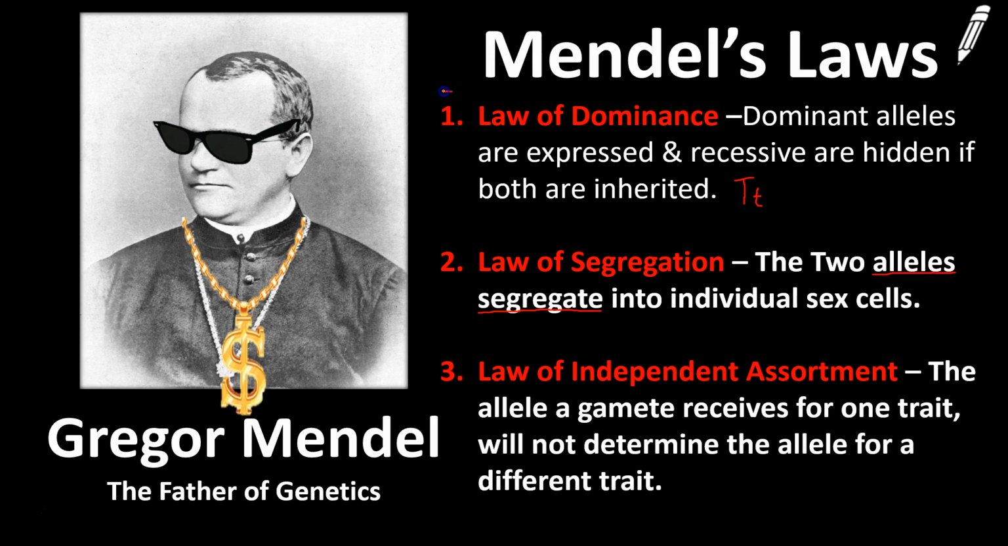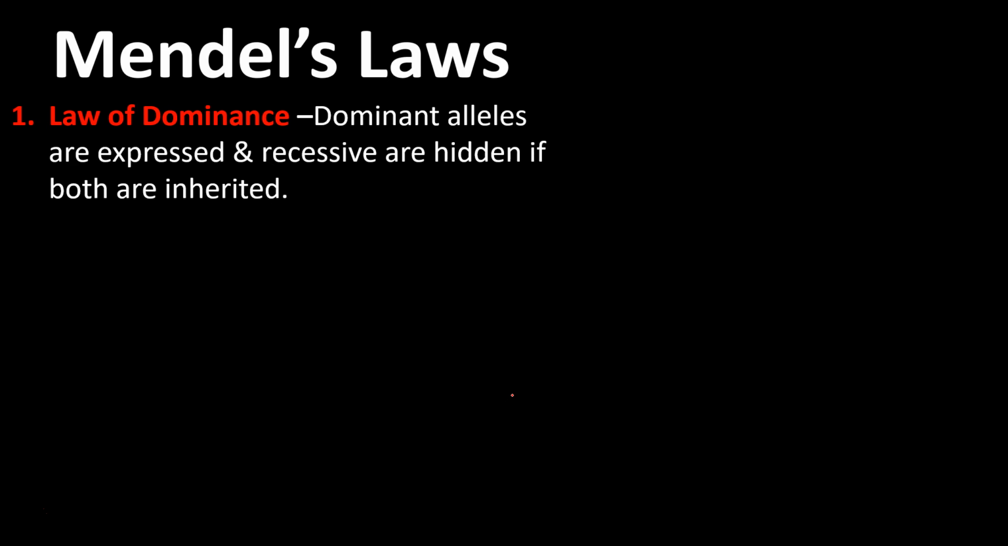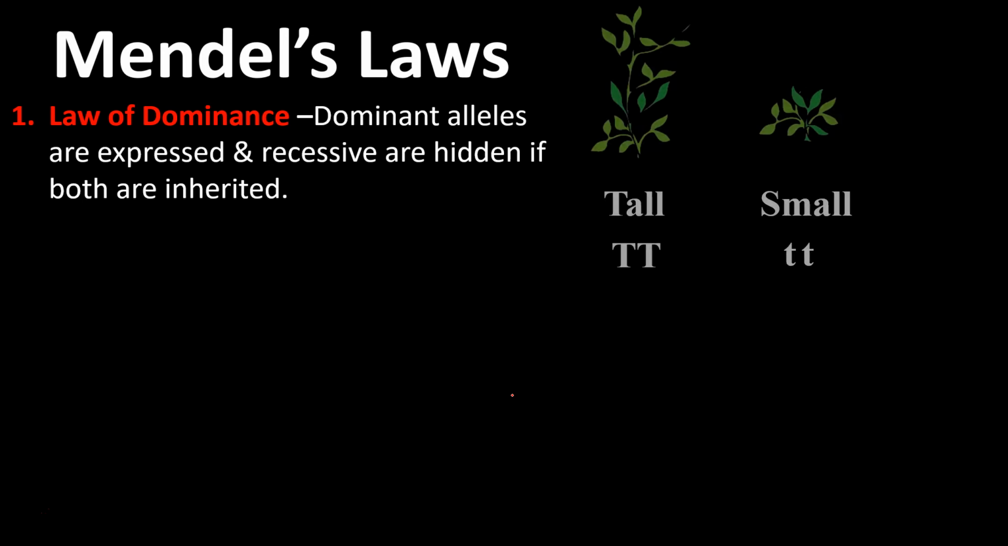Today what we're going to focus on are these 2 right here, the law of dominance and the law of segregation. And we've already covered them, so today's going to be a little bit of review and a little more in depth for those 2 laws. The law of independent assortment we're going to cover at a later time. So, the law of dominance: dominant alleles are expressed, and a recessive is hidden if both are inherited.